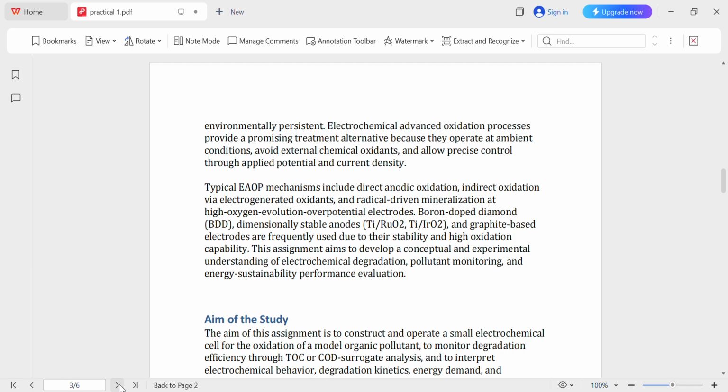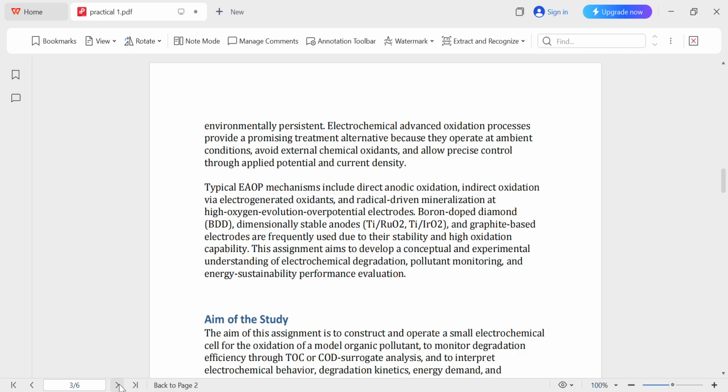Next are boron-doped diamond, dimensionally stable anodes, and graphite-based electrodes, which are frequently used due to their stability and high oxidation capability.